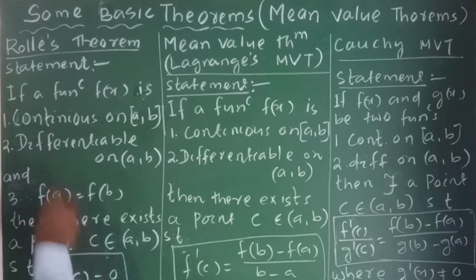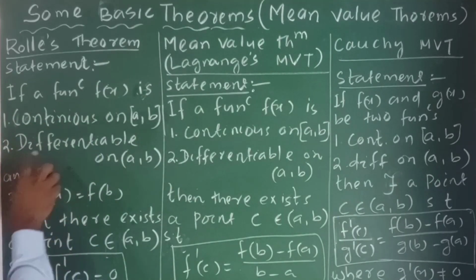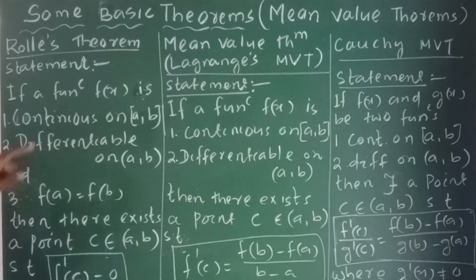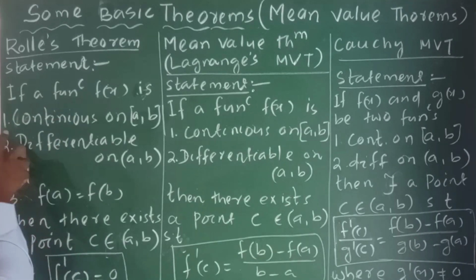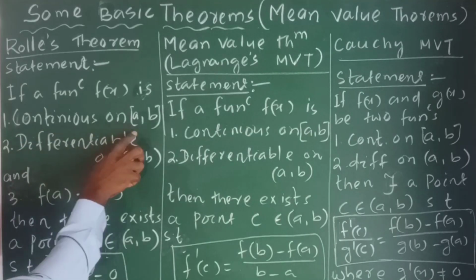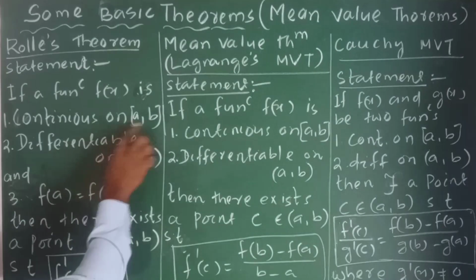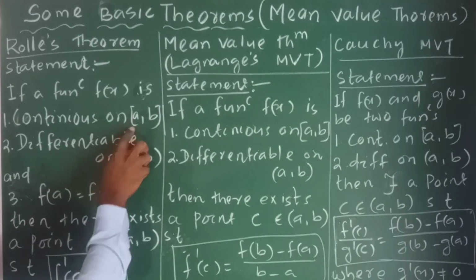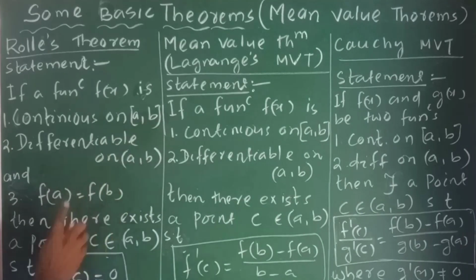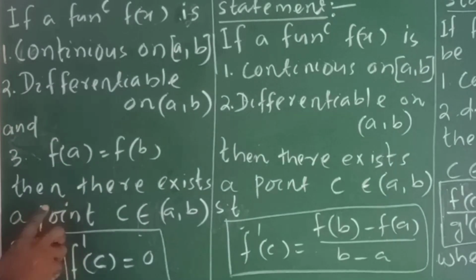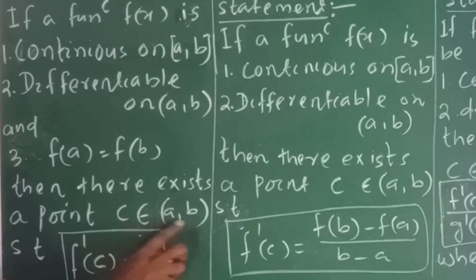First is Rolle's theorem. If a function f of x is continuous on the closed interval AB and differentiable on the open interval AB. So, in order to satisfy Rolle's theorem, the function f of x should satisfy first these two conditions. It must be continuous on the closed interval and differentiable on open interval. And third condition is f of A is equal to f of B. That means in that interval, the value of the function at A is same as the value of function at B. So, if any function satisfies these three conditions, then there exists a point C on the interval AB.